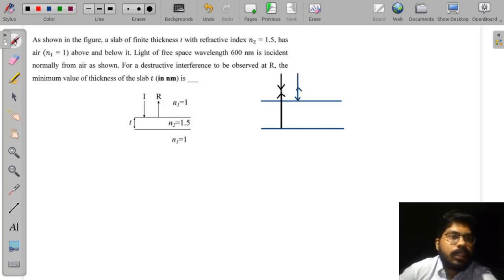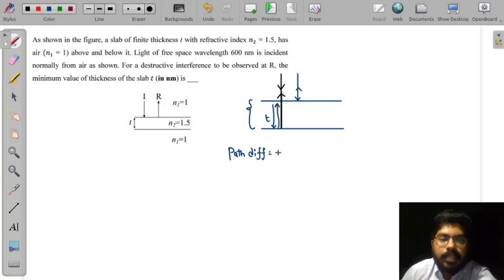So what is the path difference of the light? Path difference between these two lights: this black ray comes T, okay, so this is T, and again it has to return by T distance. So the path difference is equal to 2T, and we know the formula for destructive interference. For destructive interference, path difference should be equal to (2n plus 1) times lambda.